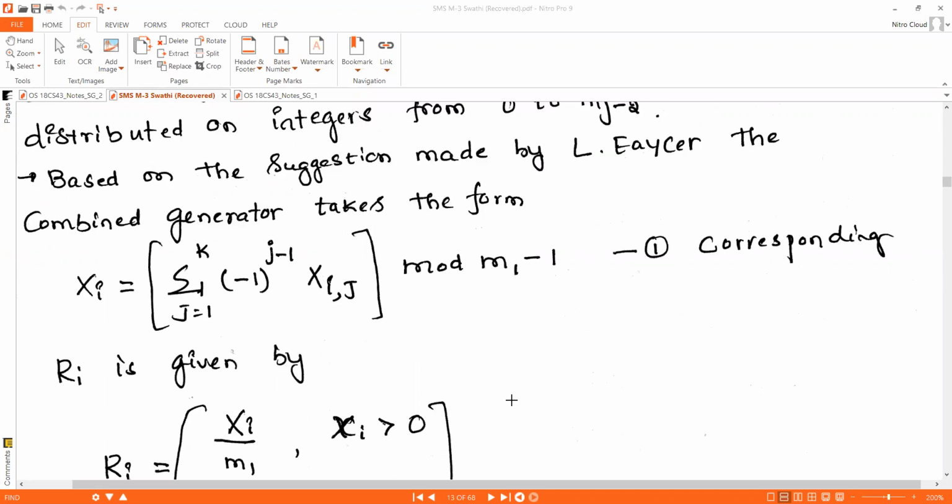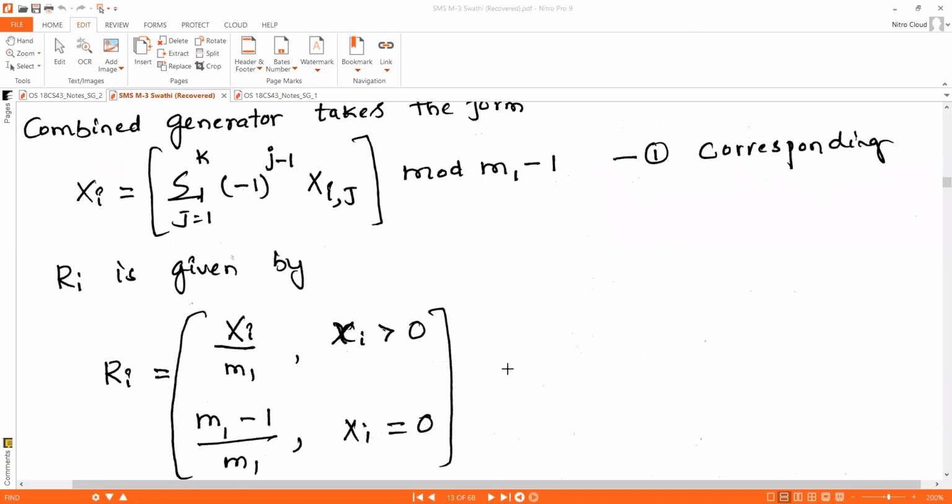Now we'll see how to find Ri. If you know the Ri, what is the Xi value? If you know the Xi, what is the Ri value? Ri is calculated as Xi divided by m, like we calculated the random number before. If you know the Xi value and the modulus value, the random number is calculated as Xi divided by m.